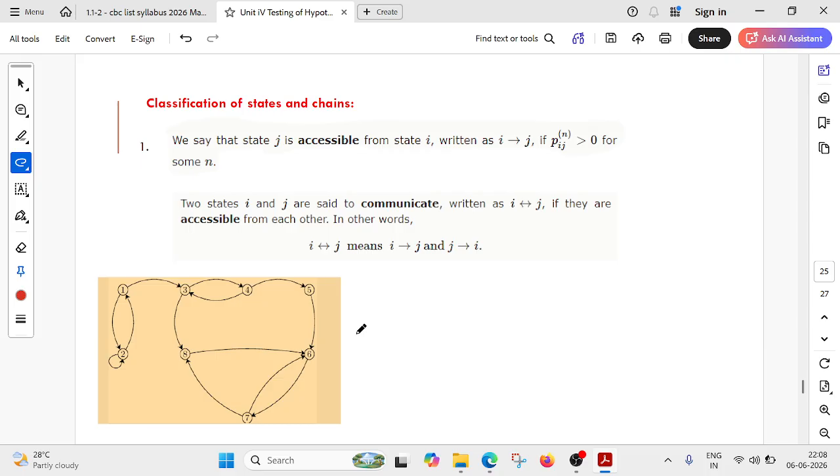Next, classification of states and chains. We can say state j is accessible from state i, written as i to j. Now this power of the matrix will be like this. Next, two states i and j are said to communicate when they are accessible from each other, that is, i to j and j to i, vice versa. Then the graph will be like this.